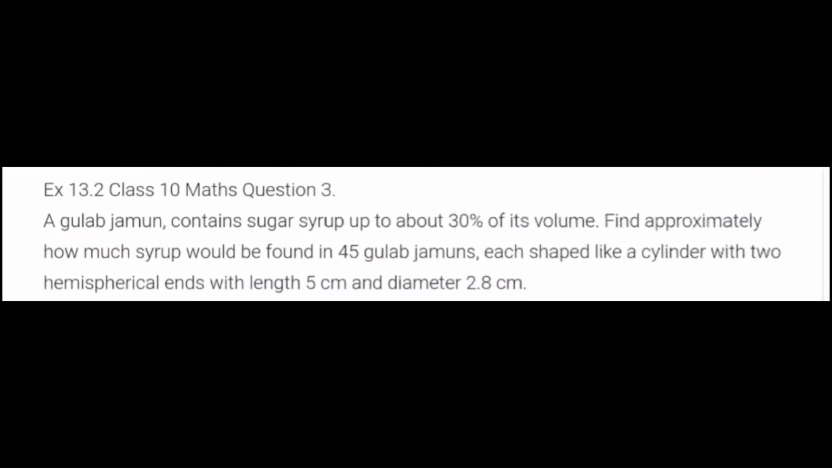See question number 3 of this exercise. A gulab jamun contains sugar syrup up to about 30% of its volume. Find approximately how much syrup would be found in 45 gulab jamuns, each shaped like a cylinder with 2 hemispherical ends, with length 5 centimeter and diameter 2.8 centimeter. So dear students, first we will understand the figure of this question. After that we have to find out the approximate amount of sugar syrup in such 45 gulab jamuns.